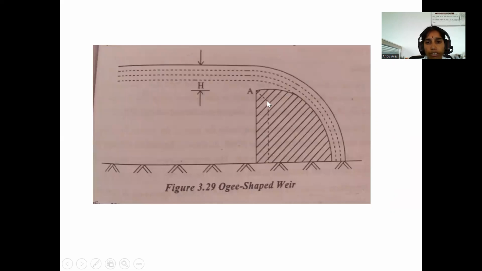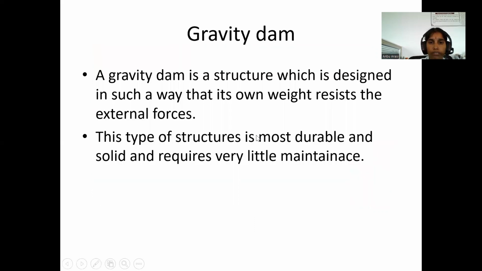Ogee shaped weir. The shape of the top is called the ogee shape. Then it is called the ogee shaped weir. In the ogee shape, the flow falls through the wall. Along with the wall, the flow falls. Then it is called an ogee shaped weir.